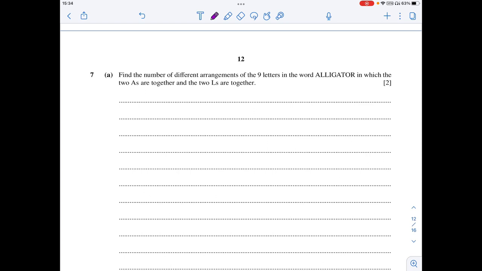Question number 7. Find the number of different arrangements of the letters in the word alligator in which two A's are together and two L's are together. So 1, 2, 3, 4, 5, 6, 7, 8, 9. 9 units are there, right? So 9 units. Two A's are together. So minus 2 A's minus 2 L's plus 2 A's together as 1 unit and plus 2 L's together as 1 unit. So 9 minus 4 plus 1 plus 1.